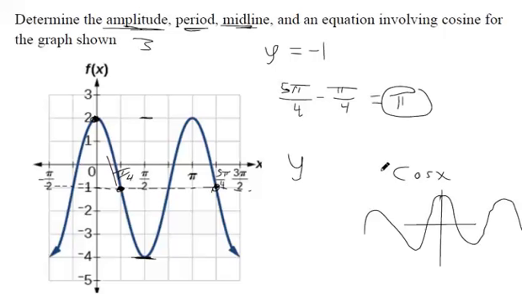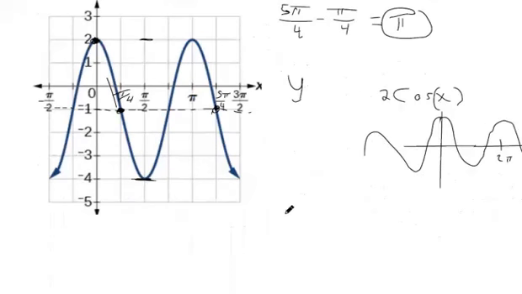The amplitude is 2, so I'm going to multiply this by 2. But my period is pi. Cosine of x usually has a period of 2 pi, so that means there must be a number that they're multiplying to x in this function so that we have pi for our period and not 2 pi. So here's the formula for the period. The period of a sine or cosine function is always 2 pi divided by b, where b just stands for the number that's multiplying to x.